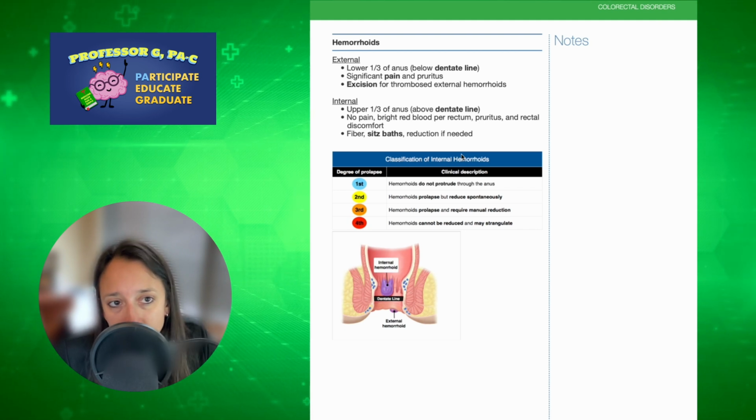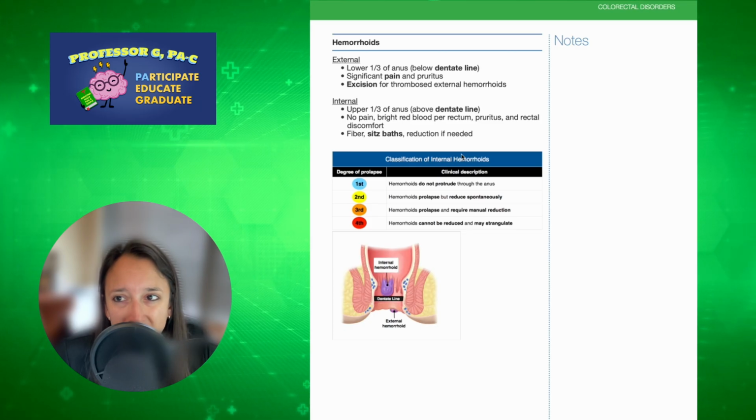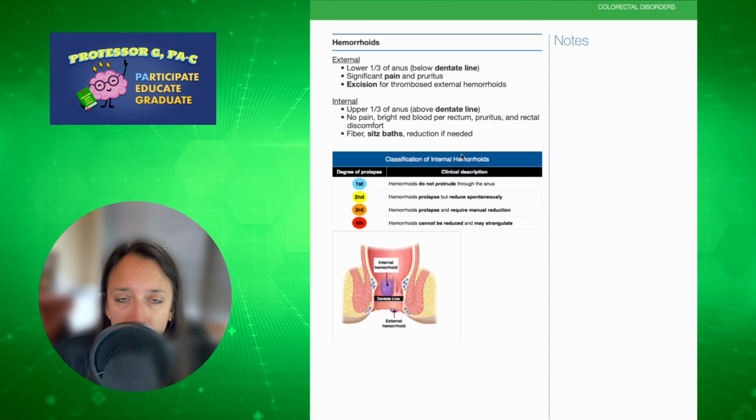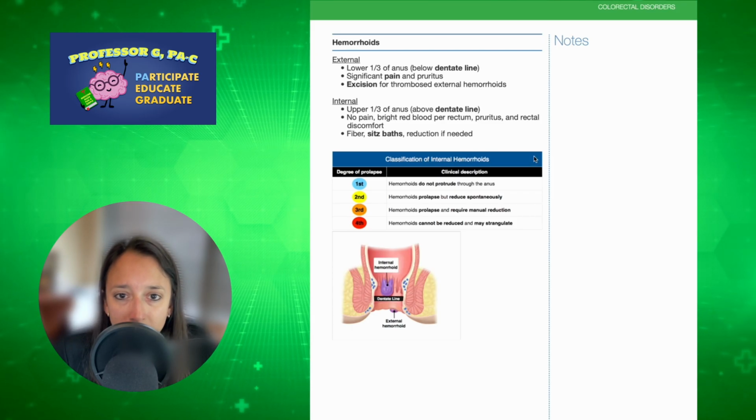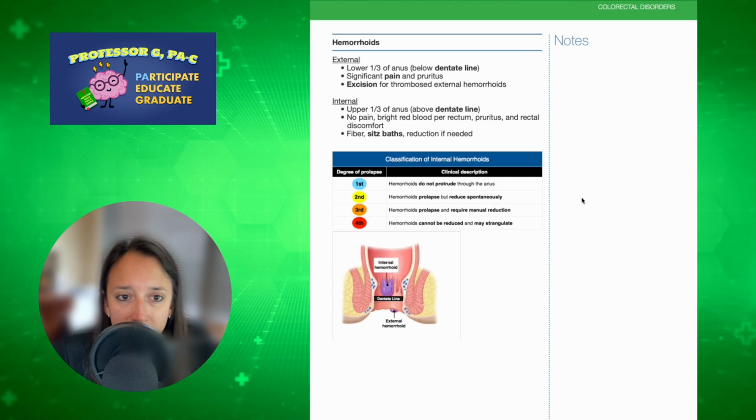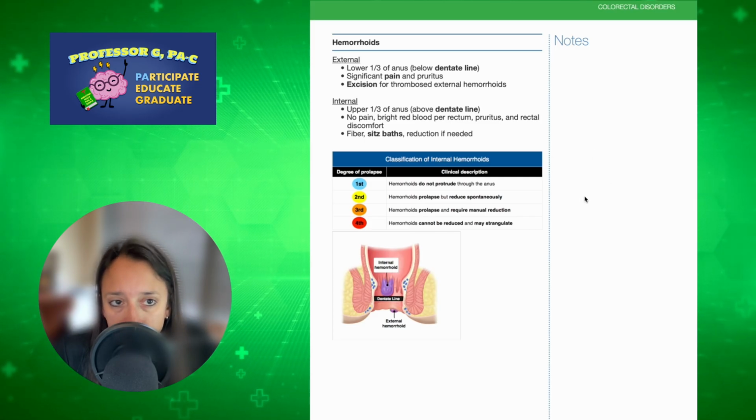And a lot of times the pain is due to what we call a thrombosis, where it gets clotted, and this causes pretty significant pain. If we have someone that presents pretty early with this thrombosed external hemorrhoid, we can do an excision where we make an elliptical incision around it and we evacuate the thrombosis.